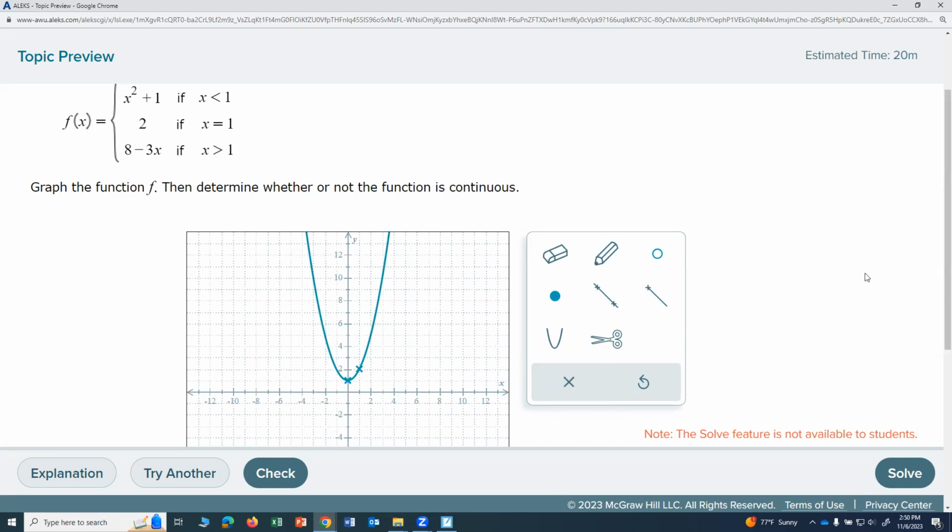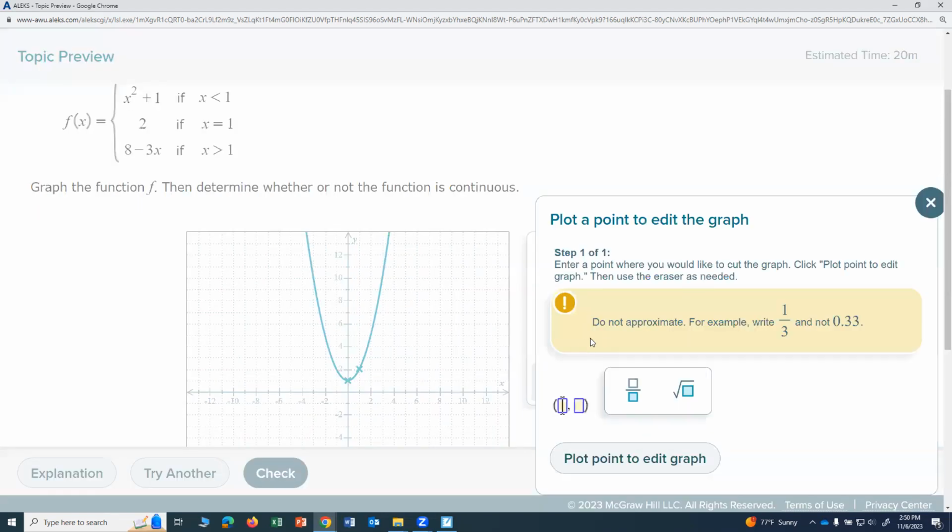Now I have to use the cutting tool to get rid of the part I don't want. So the end point of my section will be when x equals 1. And I'll go ahead and plug a 1 in here. 1 squared plus 1 is 2. So I'm going to select the cutting tool and put the point 1, 2. Plot point to edit graph.